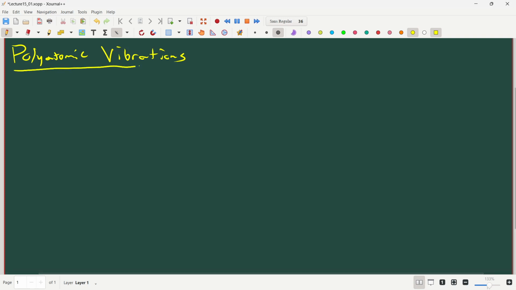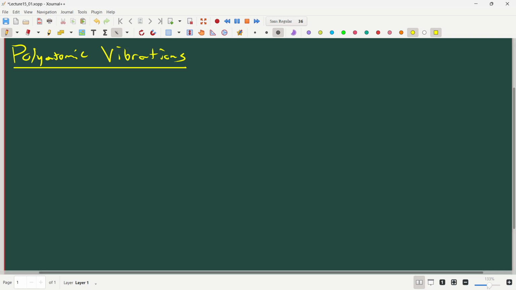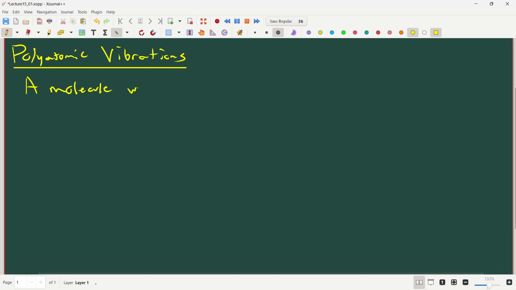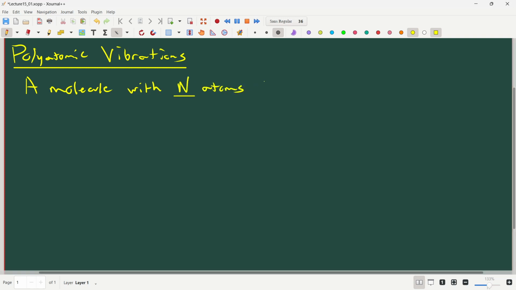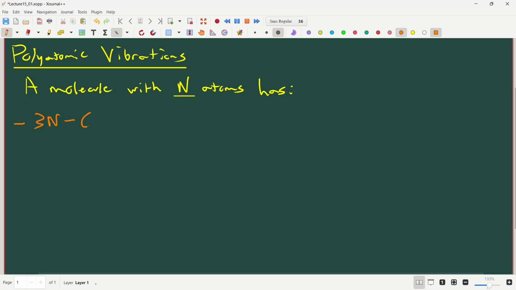Let's recap briefly where we left off last class. And the idea here is that a molecule with n atoms has either 3n minus 6 unique vibrational modes, which we call normal modes.